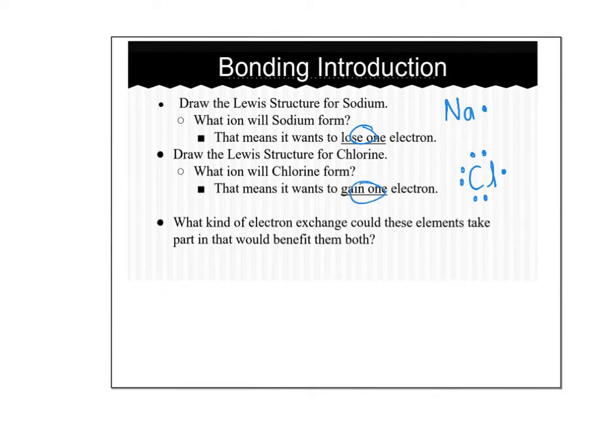Well, what can they do to benefit both? What if sodium gave its electron to chlorine? Right? Wouldn't that make sodium happy? It wants to get rid of 1. Wouldn't that make chlorine happy? It wants to gain 1. That's how we can benefit both. That is what ionic bonding is: a transfer, when one element gives away the electron to another element.